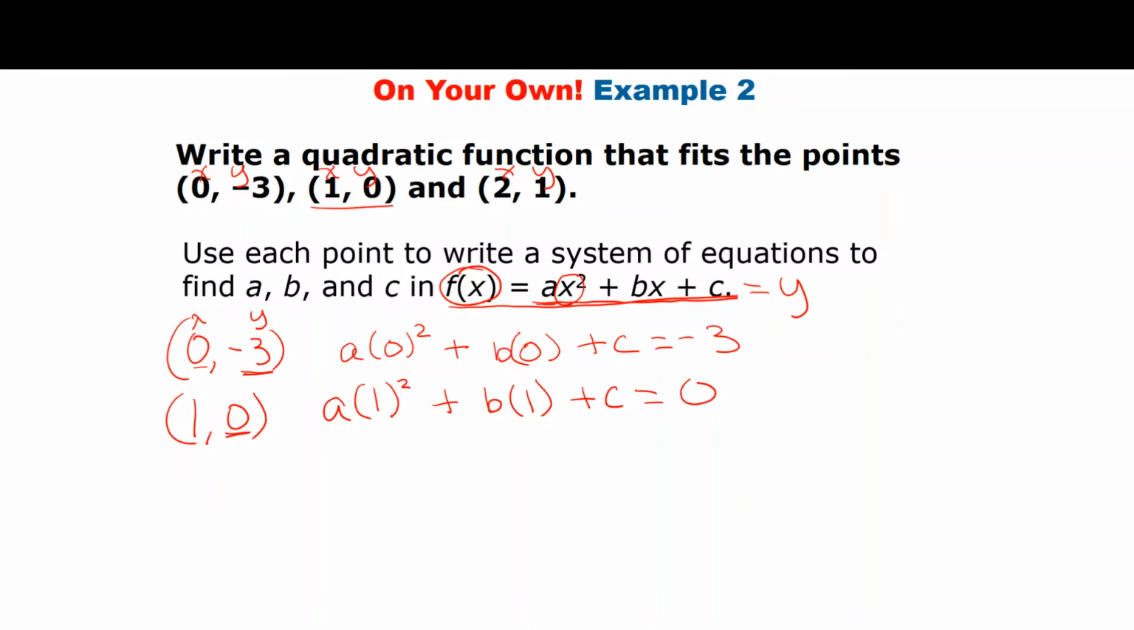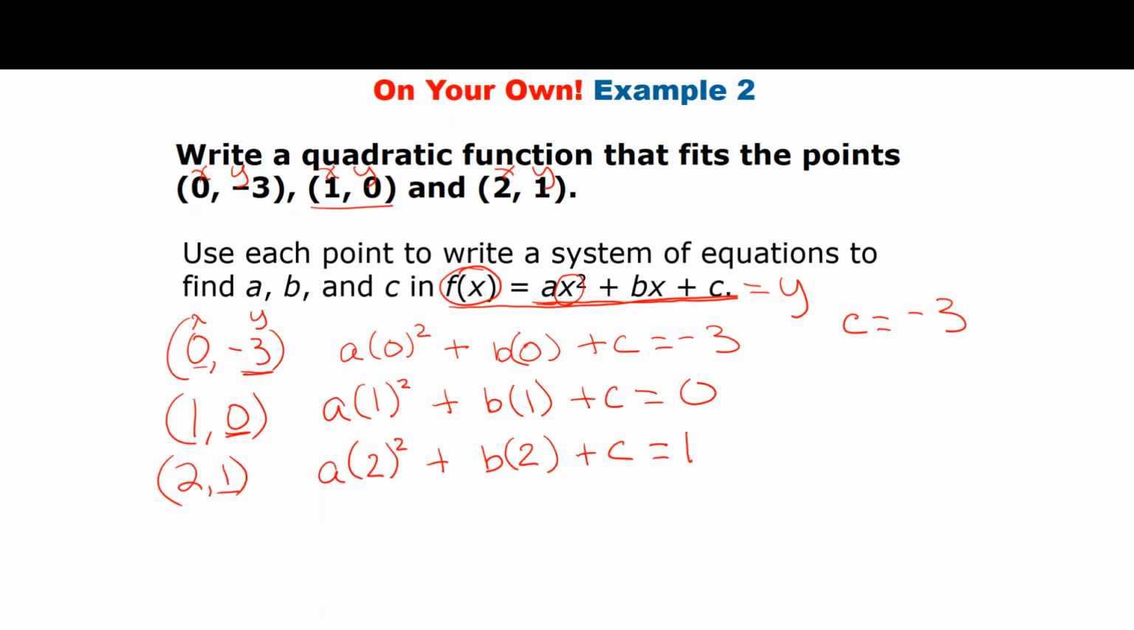And finally, we're going to use 2, 1. So it's going to be a times 2 squared plus b times 2 plus c equals 1. Okay, so let's rewrite these equations out. So a times 0 is 0, and b times 0 is 0. So all we have left is c equals negative 3.